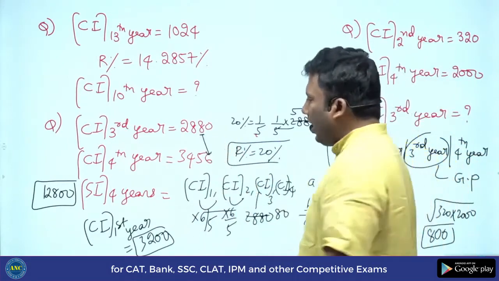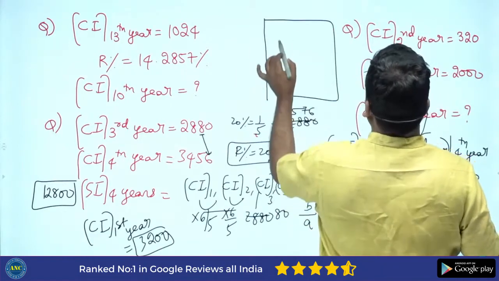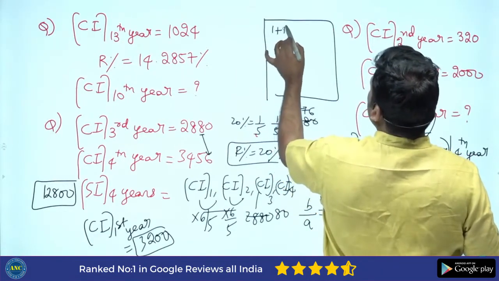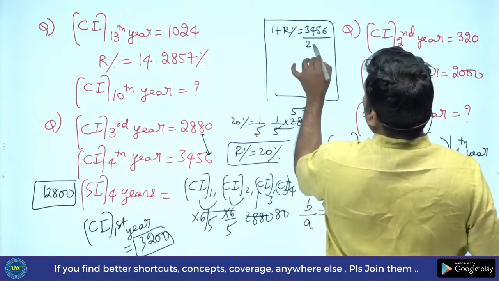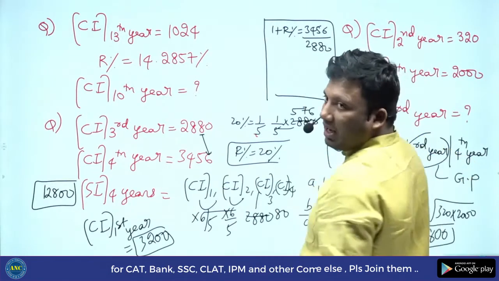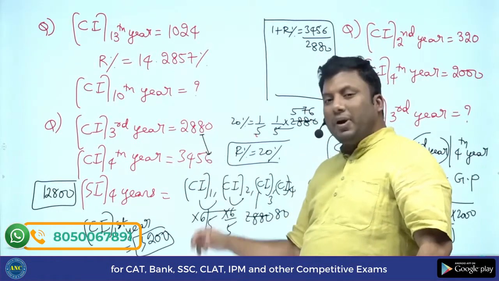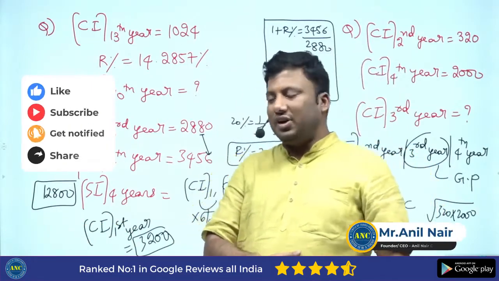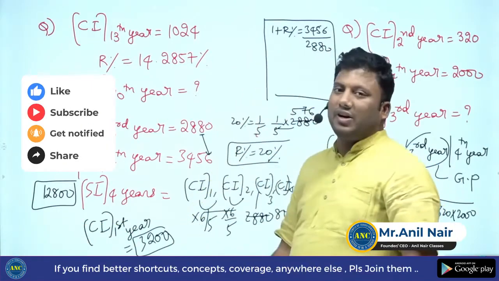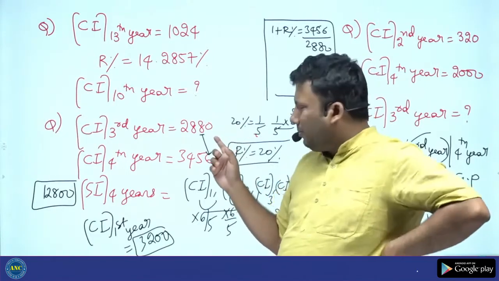Sir, how did I do it? I don't want my students to solve like this, doing 1 plus R percentage equivalent to 3456 by 2880. It is time consuming. This is 8 and this is 6. 8 multiplied by which number will I get 6? 8 2s are 16, 8 7s are 56. So first I tried for 20% more. Anyway, it will definitely be 20%.